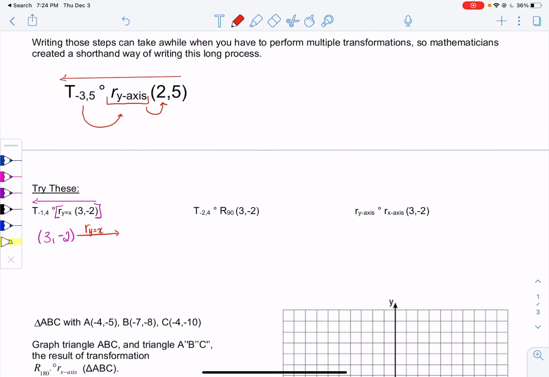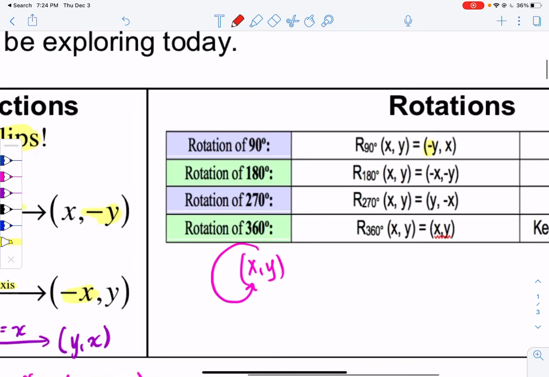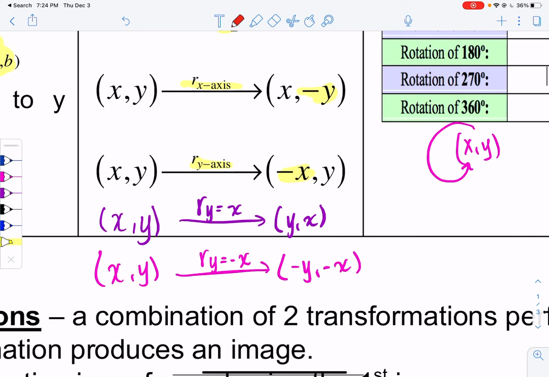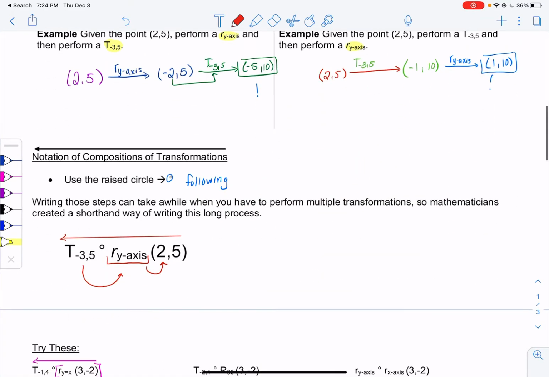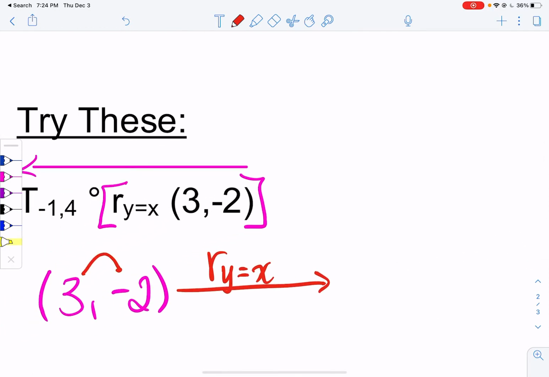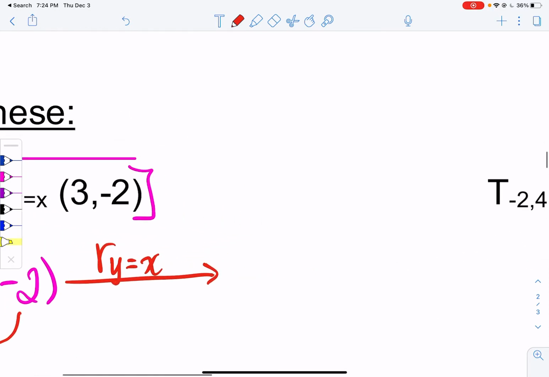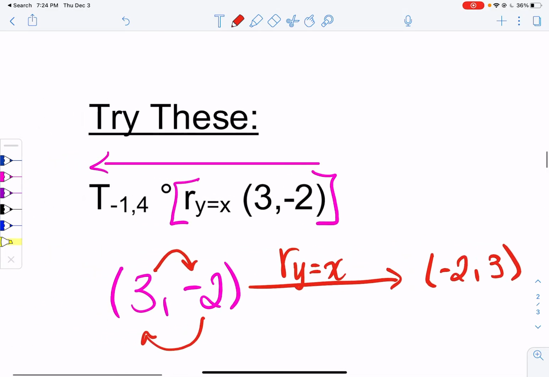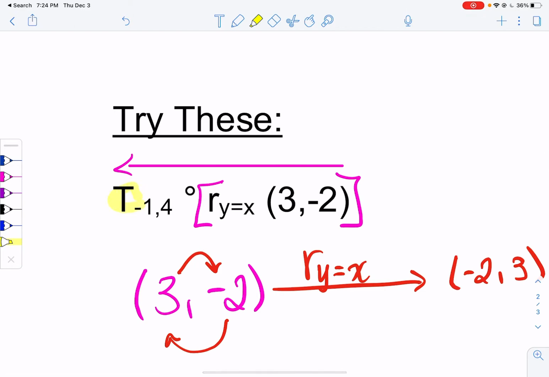And if I forgot my rule, I can go back here. When I do a reflection over y equals x, everything stays the same except I flip my values. So I do a reflection over y equals x, my negative 2 comes first, and my 3 comes last. So I just do this. But I'm not done yet, because I now need to do my translation of (-1, 4).